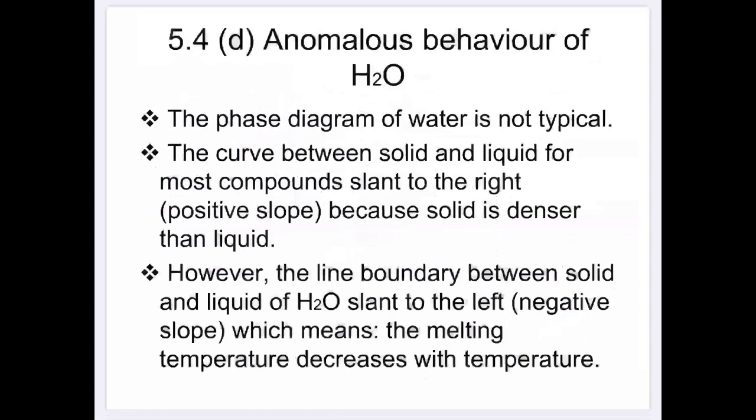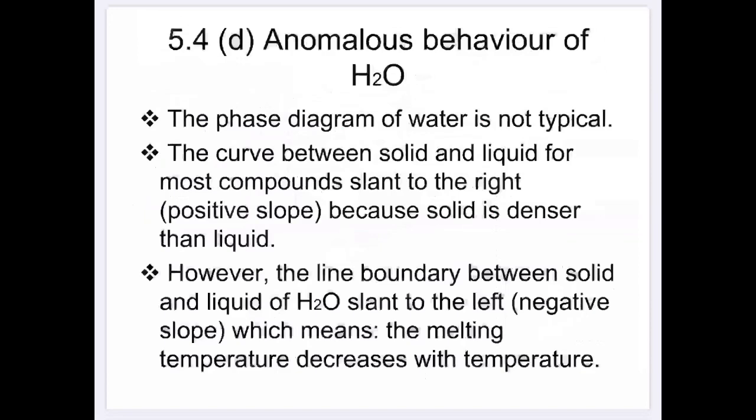Anomalous behaviour of H2O. The phase diagram of water is not typical. The curve between solid and liquid for most compounds slants to the right, positive slope, because solid is denser than liquid. However, the line boundary between solid and liquid of H2O slants to the left, which is negative slope, which means the melting temperature decreases with pressure.